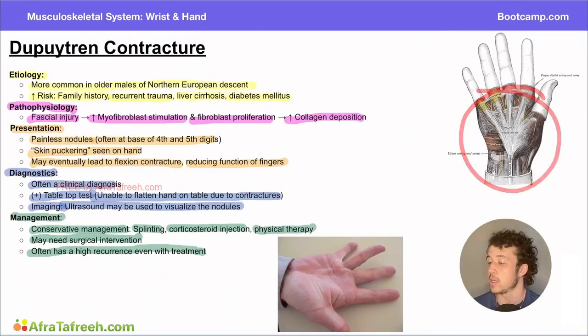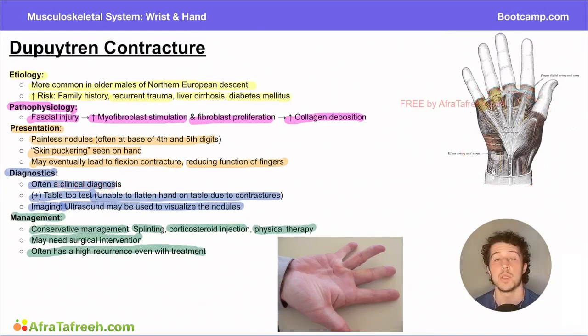So in a healthy patient, the palmar aponeurosis is predominantly made of type 1 collagen. But in this pathology, remember there's myofibroblast and fibroblast proliferation, which are going to be depositing type 3 collagen. And so in the fascia of patients with Dupuytren, there's an elevated type 3 to type 1 ratio. And so the most abundantly found collagen in this patient's affected hand will be type 3 collagen.